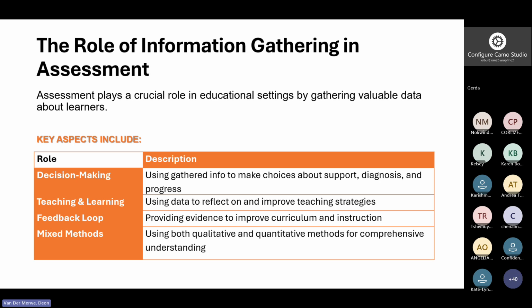Gathering information is crucial when it comes to making informed decisions. For example, it helps us figure out who needs further support, what specific problems are going on, and how well learners are progressing. This process in itself is also used to measure the effectiveness of educational programs.